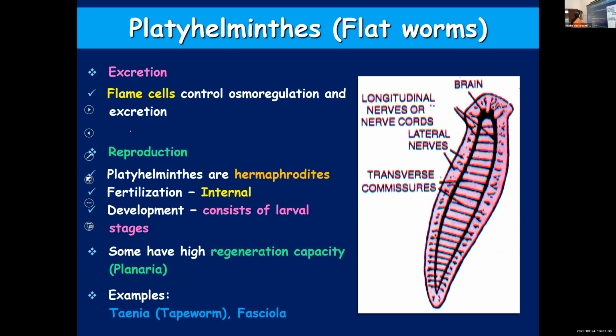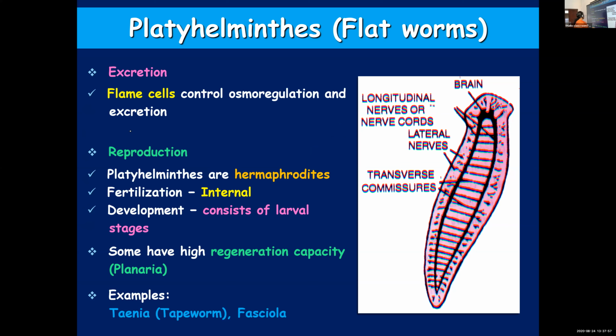Then some examples: tapeworm, Taenia, Fasciola. Fasciola, another name is liver fluke, and Taenia, tapeworm, is found in the intestine of human beings. So Taenia and Fasciola are 2 typical examples for phylum Platyhelminthes.